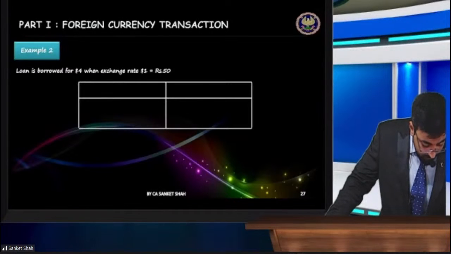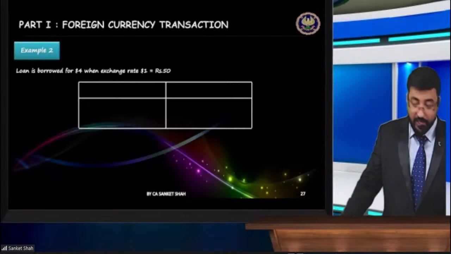So loan is borrowed for, yes, this problem is also related to exception. Concept clear now? Okay.